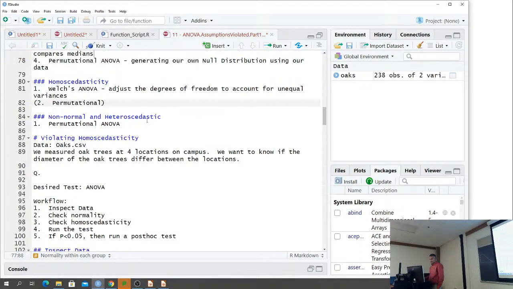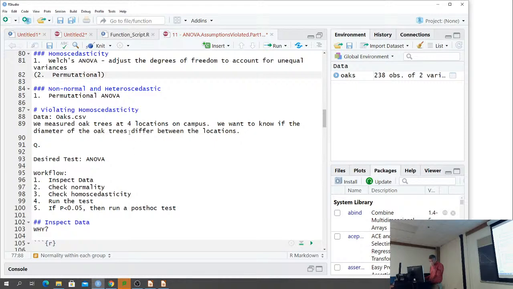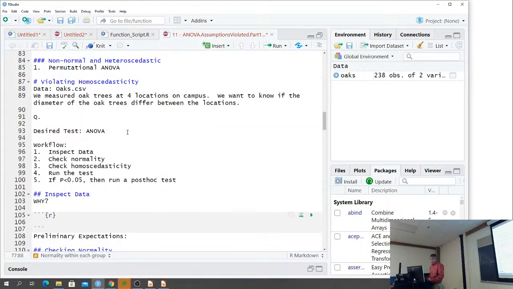So we're going to start with violating homoscedasticity. So in our oaks data set, we measured oak trees at 4 locations on campus. We want to know if the diameter of oak trees differ between the locations. That was our goal. So what kind of question can we ask of this data set? And I bring this up because this is kind of like our biological question that we will then answer in our write-up.